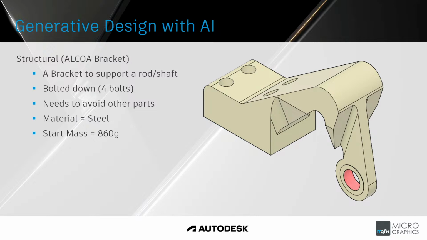So if we have a look here, this is a structural bracket. The goal or the design of this bracket is required to support a rod or shaft. On that bottom right hand side there, that red surface would support a shaft.